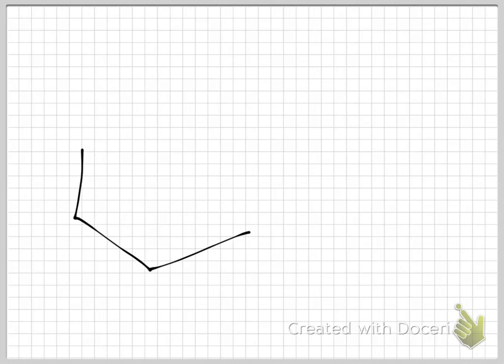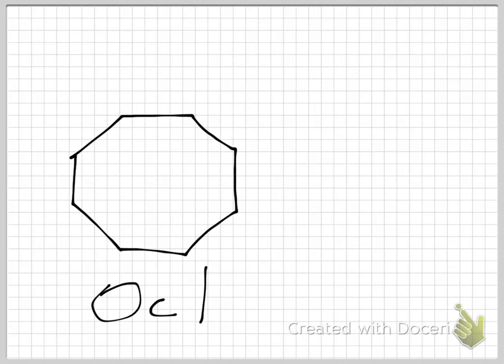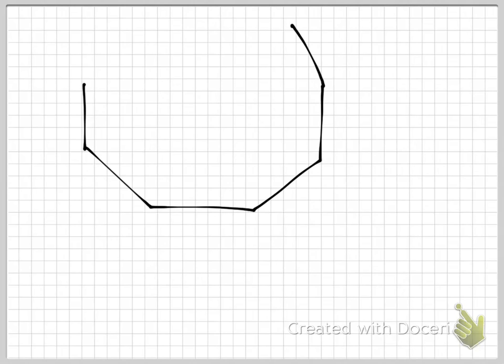Okay. What about a 6-sided figure? That's called a hexagon. What do you think the hex means? Hex means 6. That's why this is a hexagon. A stop sign. That's an octagon. What do you think the letters oct mean? 8. I have a question. What about a figure with 10 sides? What do you think that's called? What's a 10-sided figure called?